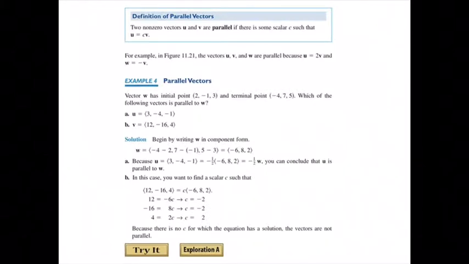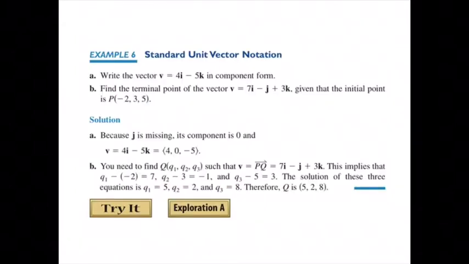Alright, so looking at example 4, it's asking us to determine if the following vectors are parallel to vector w. So basically all you need to do is figure out if they're proportional to one another. Or if you look above, for the exact definition, it's two non-zero vectors u and v are parallel if there's some scalar c such that u equals cv. So, as I said, basically see if they're proportional or not, and you should be good.